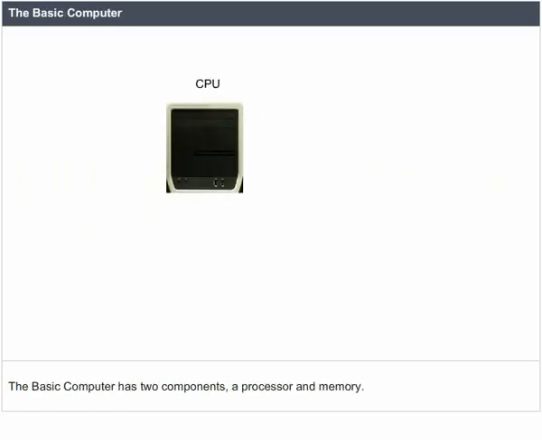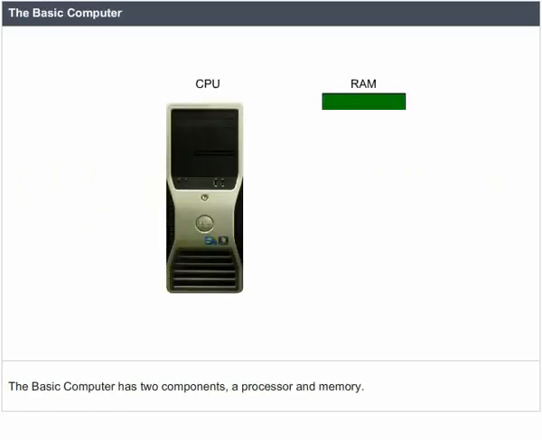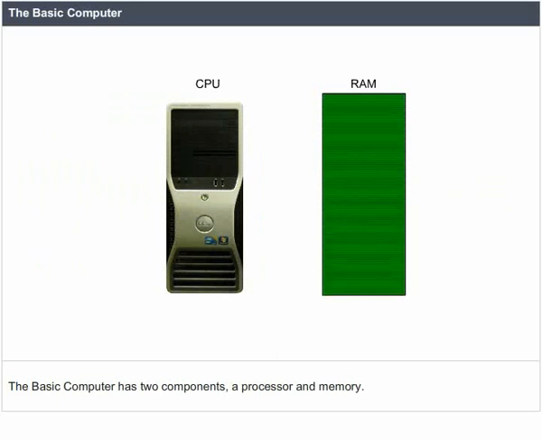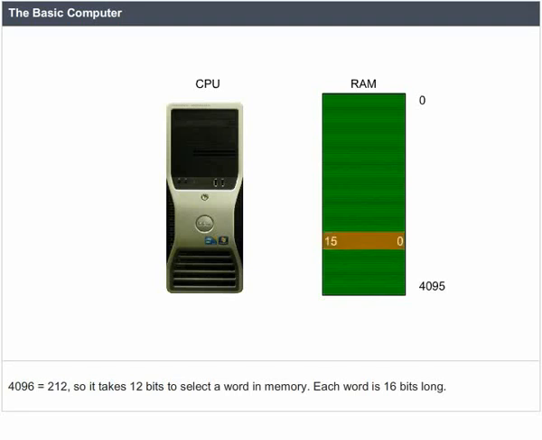The basic computer. The basic computer has two components, a processor and memory. The memory has 4096 words in it. 4096 equals 2^12, so it takes 12 bits to select a word in memory. Each word is 16 bits long.